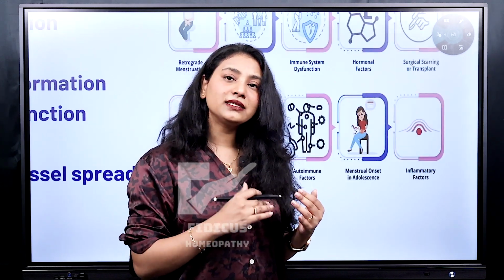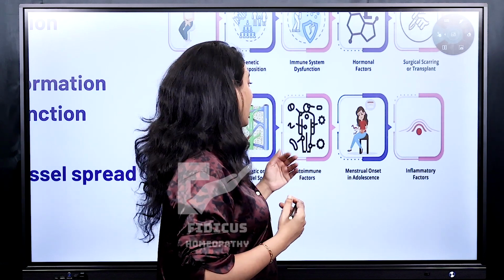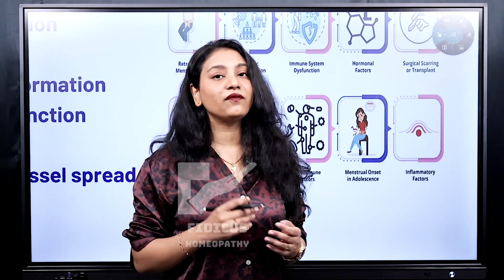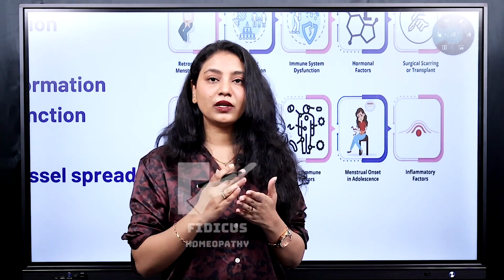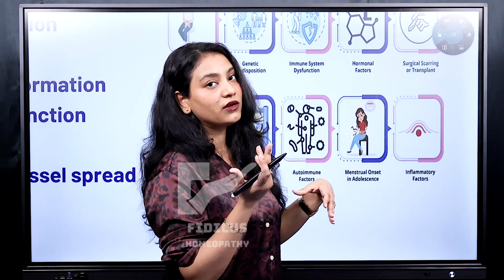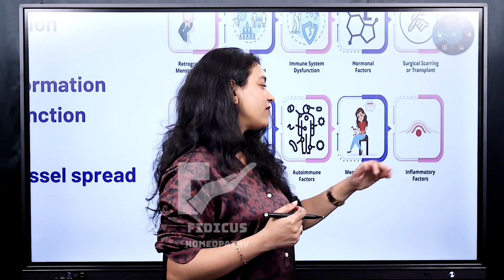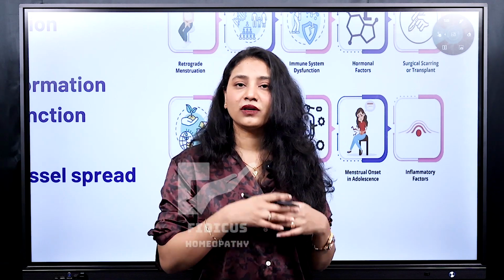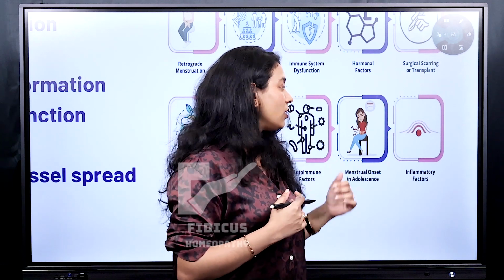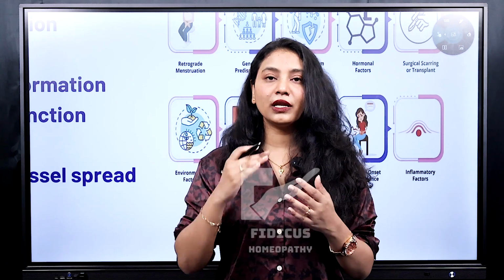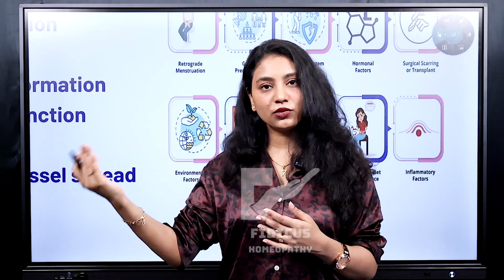Autoimmune factors. If you're already suffering from an autoimmune disease, then you have a higher chance of having endometriosis. Menstrual onset in adolescence. That means if you have your menarche, that is the first appearance of your menses, before 11 years of age, then that can also be a risk factor or a cause for endometriosis. And inflammatory factors. If you are eating a lot of unhealthy food, having hormonal disruption, or a stressful life, then that can lead into spikes of estrogen that will lead into slow-grade inflammation, and the food that you consume may also cause inflammation, leading into chronic inflammation which can lead into endometriosis.